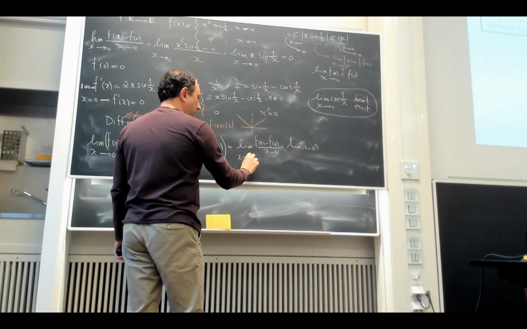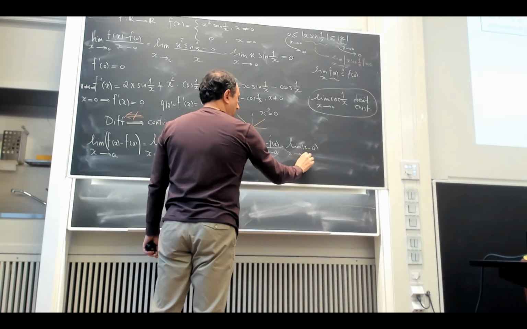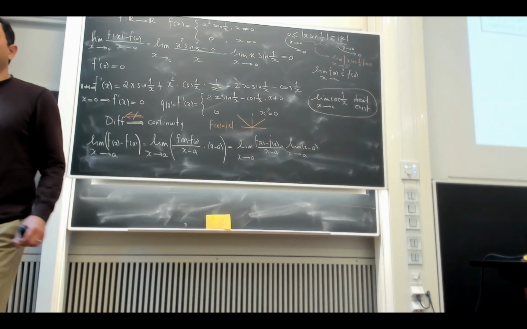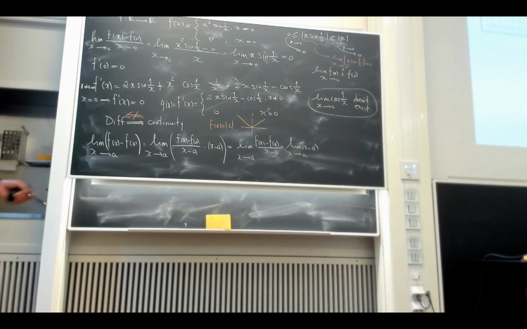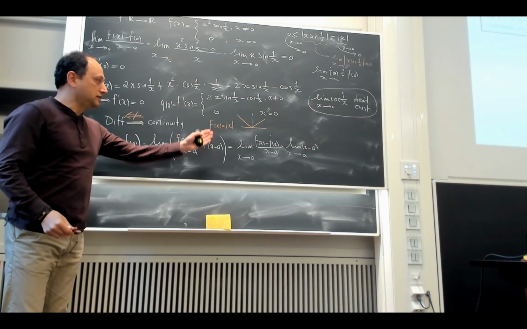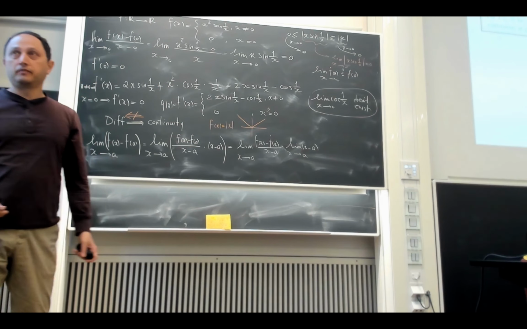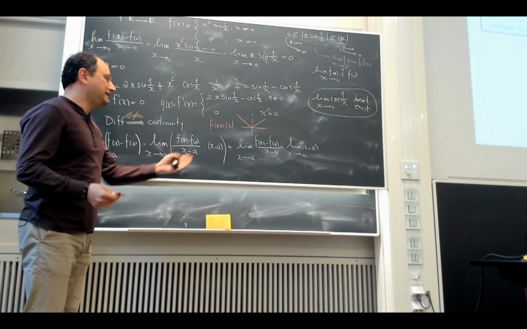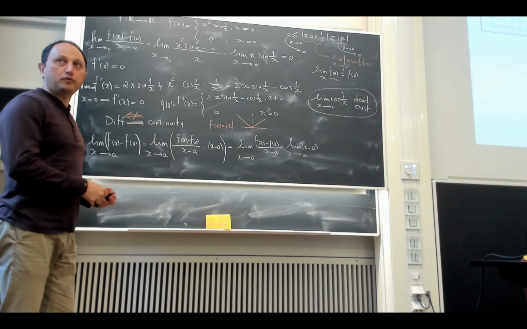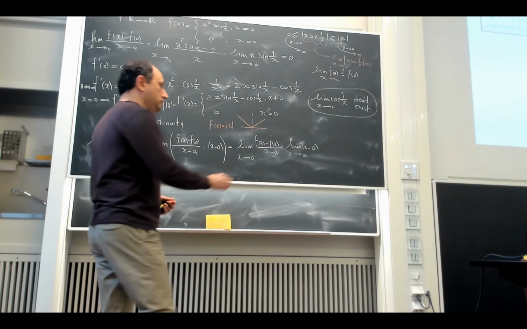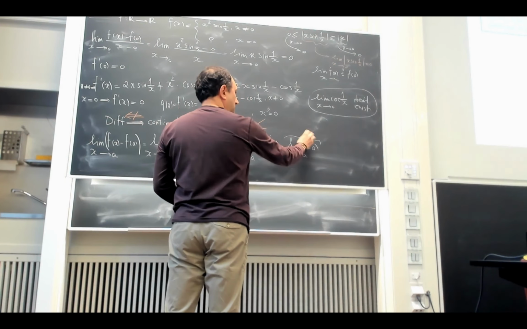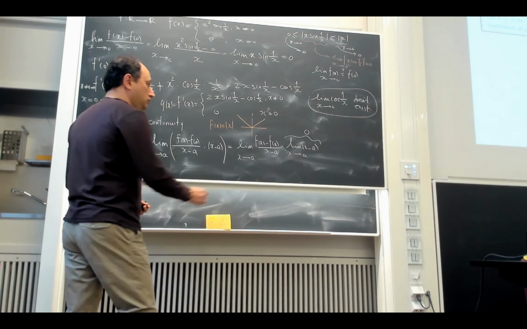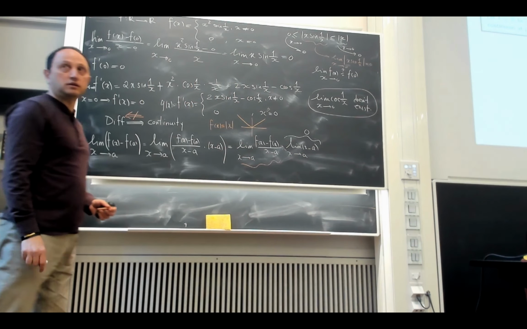Can I do that? Is it always true that the limit of a product is the product of limits? It is always true unless one of these limits does not exist. But both of them exist now. Why? Because this limit is a polynomial limit, it is 0. But how should I know that this limit exists?